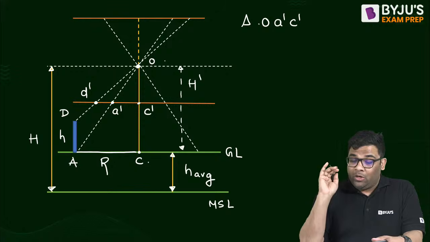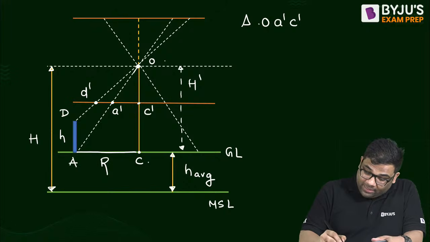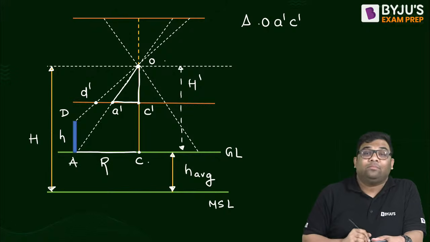Now see, in triangle O A dash C dash, derivation is not important, but for understanding, in triangle O A dash C dash, you see this triangle, okay?